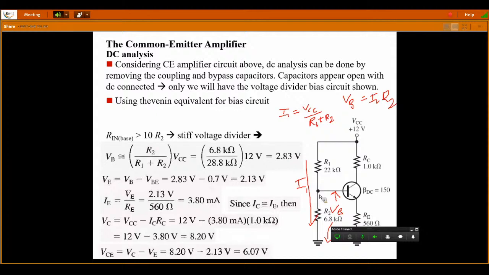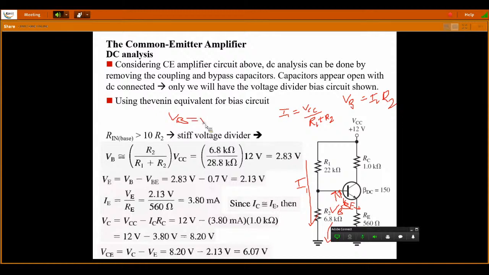Now in order to find the emitter current and base current, we have to find the emitter voltage. What is the emitter voltage? What is the base voltage? As we know, this amount of base voltage can forward bias the base to emitter junction, because my base voltage is equal to 2.83. The base to emitter cut-in voltage, if it is silicon, would be 0.6 to 0.7.